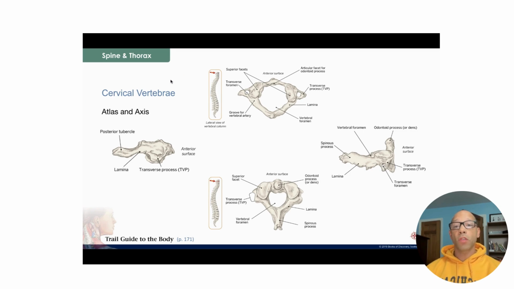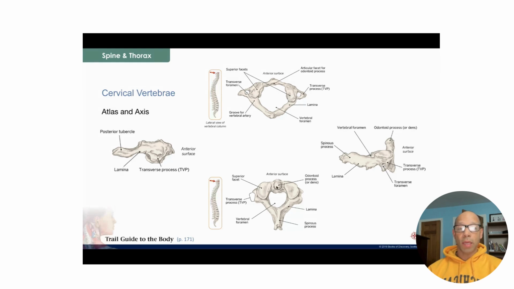So the first one is called the atlas, and the atlas is basically something that rotates around something else, and what it rotates around is the axis. Okay, so the axis is right.